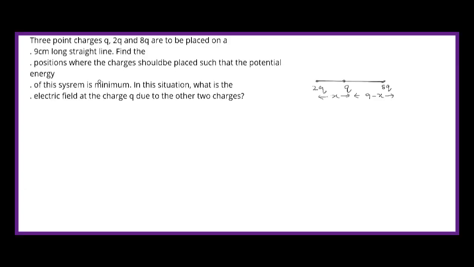Everyone, here one question is given. So let's see what the question says. Three point charges Q, 2Q and 8Q are placed on a 9 centimeter long straight line. We have to find the positions where the charges should be placed such that the potential energy of the system is minimum.